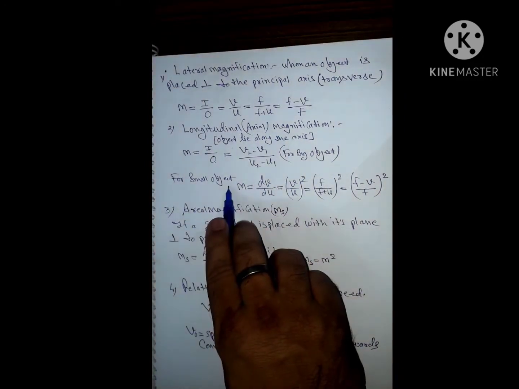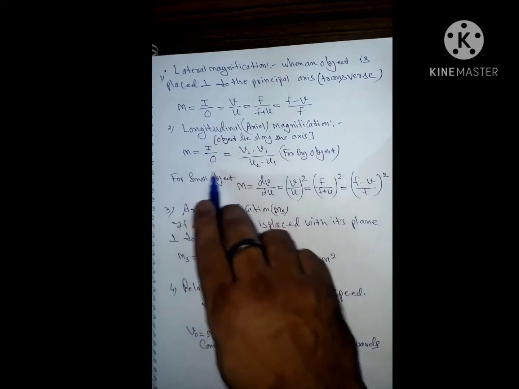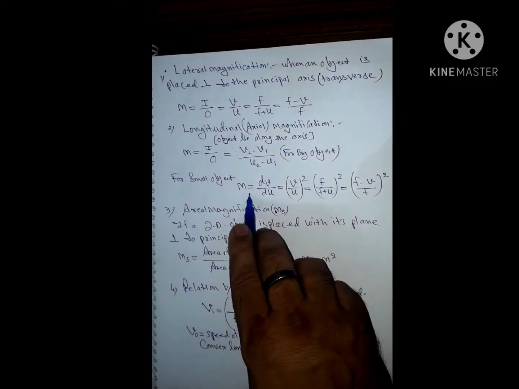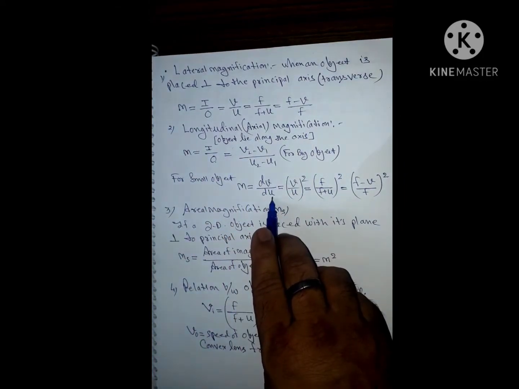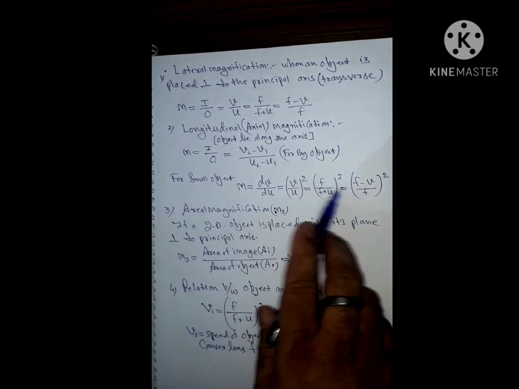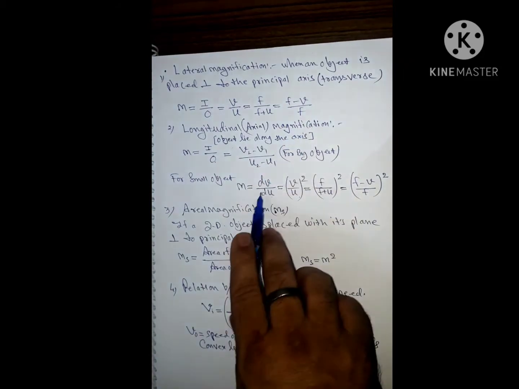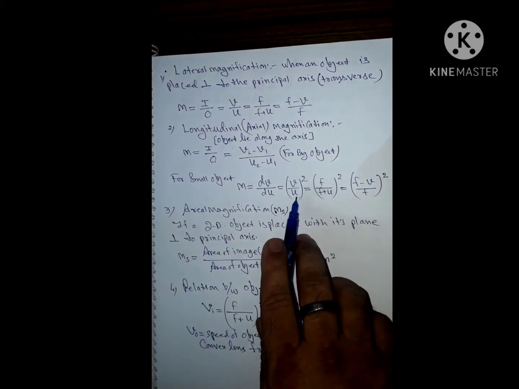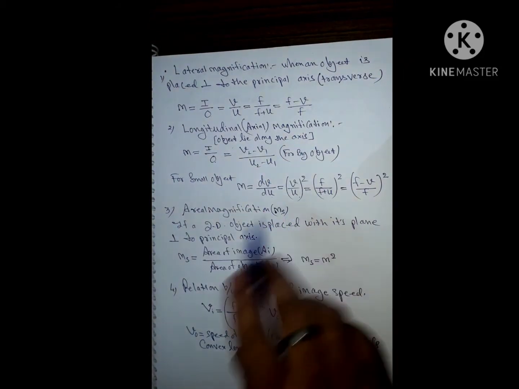If the object is very small, you should differentiate it. M is equal to dV/dU, which gives the formula (V/U) squared. This is the result of the longitudinal magnification when the object is very small. It is a useful formula from the competition point of view.